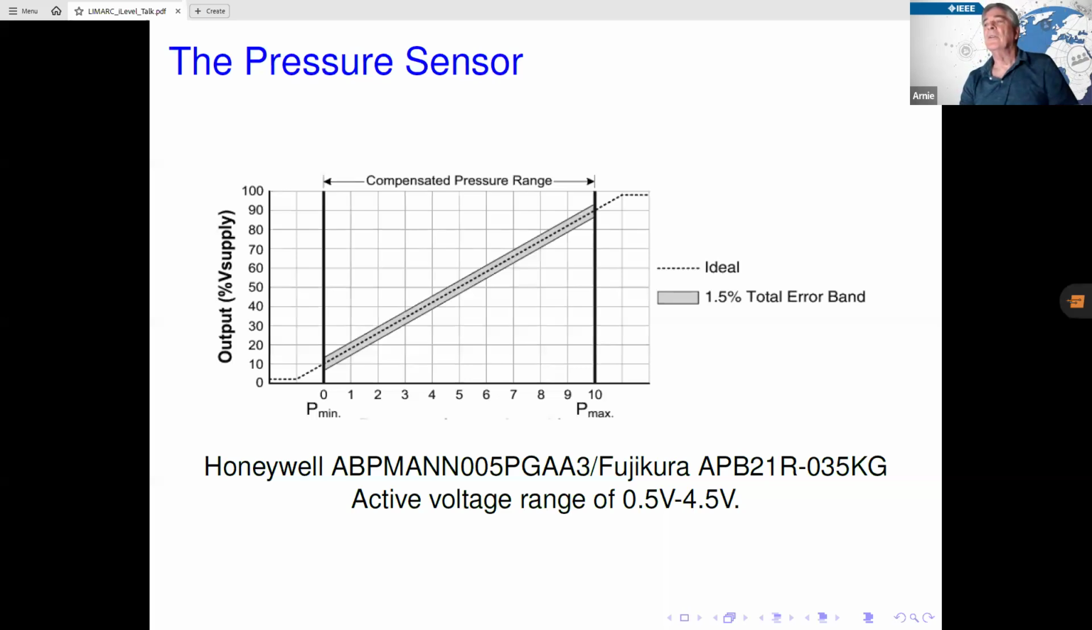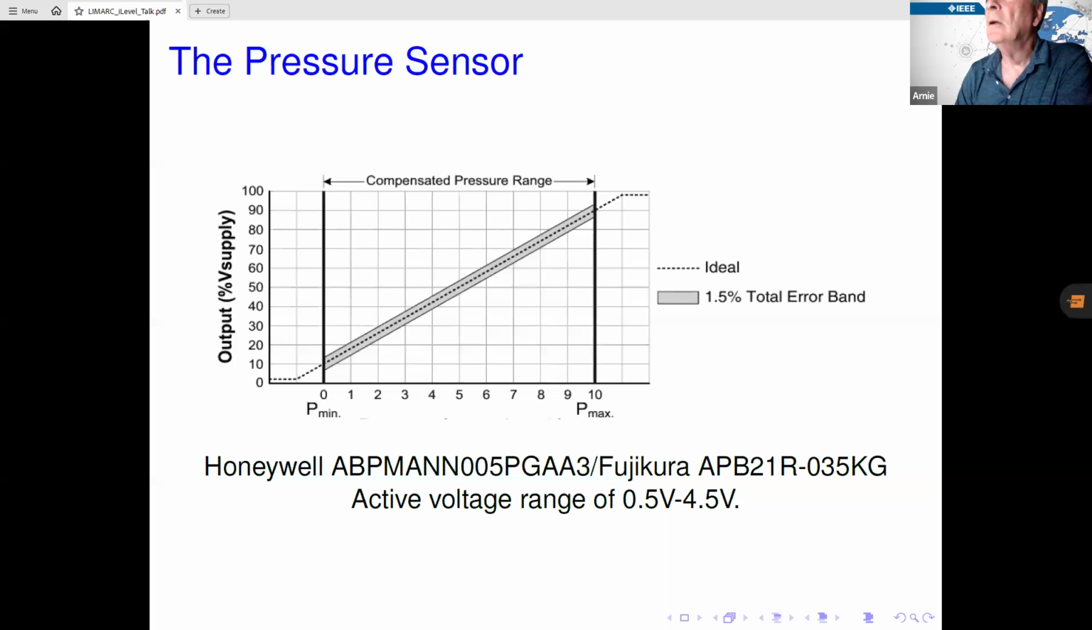So what we decided to do is to use a pressure gauge. And we drop a tube into the tank and measure the height of the liquid oil above the bottom of the tube. The pressure gauges are either a Honeywell ABP-M series pressure sensor or a Fujikura sensor that duplicates the Honeywell at 1/3 the price. And they're powered by a 5-volt power supply, but the active range is 4 volts, from 0.5 to 4.5 volts, with about a 1.5% error of pressure.